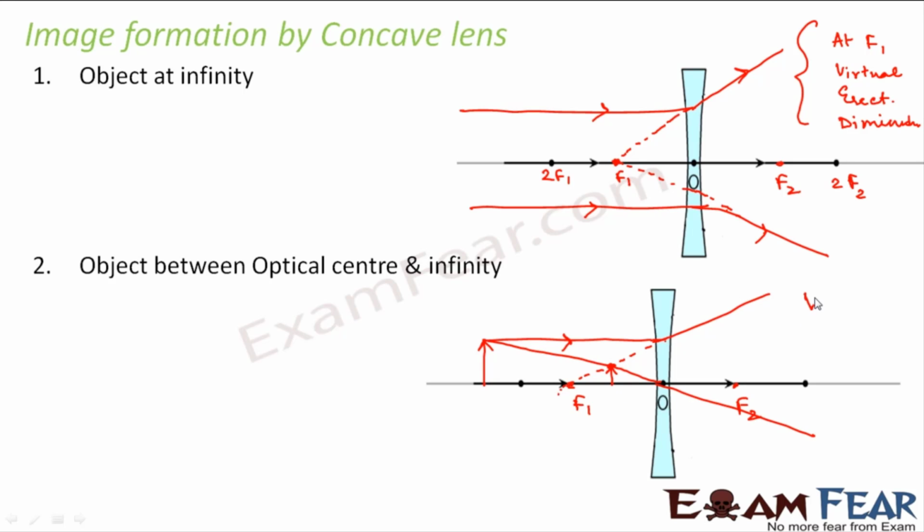So what kind of image is formed here? In this case also, image is virtual, erect and diminished. And here the image is formed between f1 and optical center. So for any position between infinity and optical center, the nature of the image formed in case of a concave lens is the same. That is why we have not considered all different positions separately, because everywhere you will get the same characteristics for the image, that is virtual, erect and diminished.